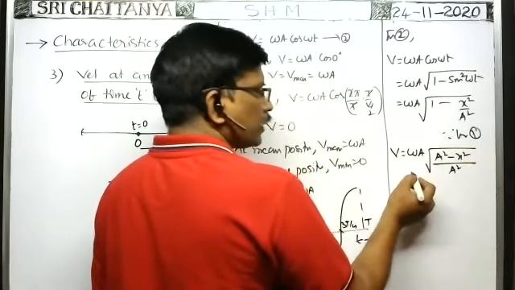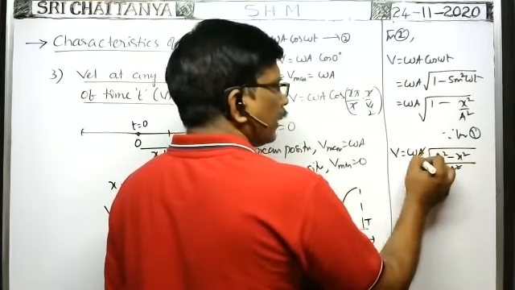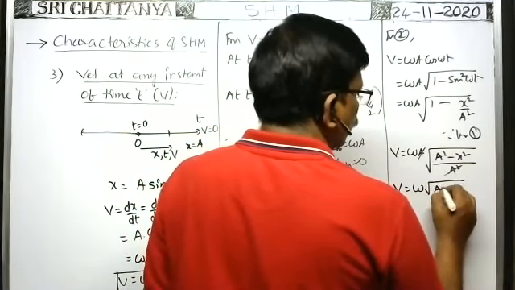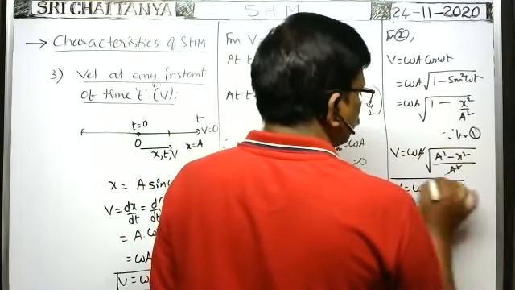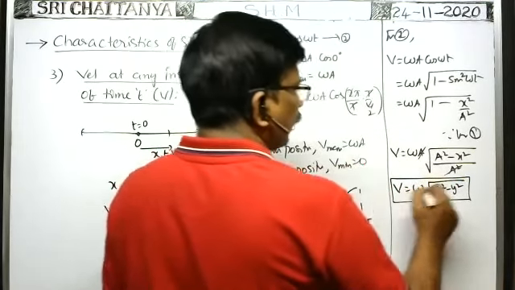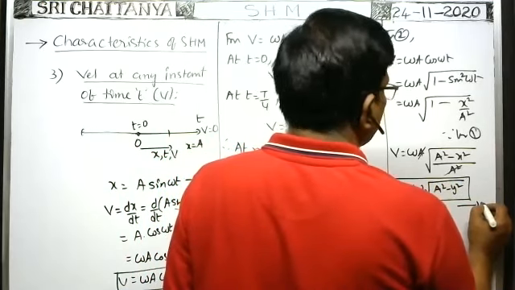When you take a square outside, the a cancels. Okay, therefore v is equal to omega into square root of a square minus x square. This is the formula for velocity in terms of displacement. That is equation 3.